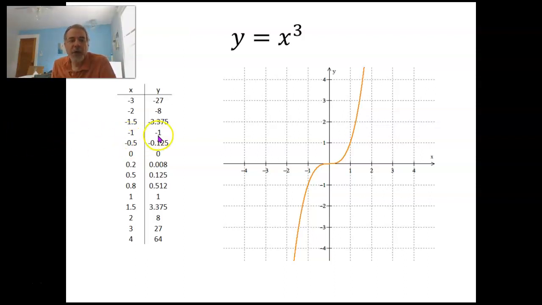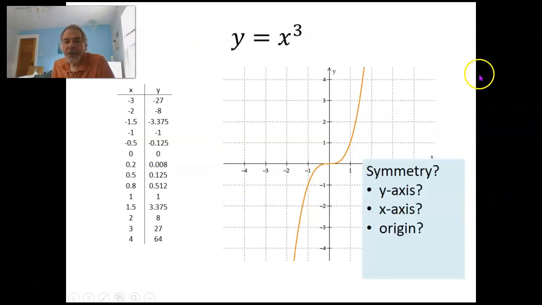If x is -1, y is -1. If x is +1, y is +1. If x is +2, y is +8. Notice something here. When x was negative, y was negative. And when x was positive, y was positive, but it was just the positive or the negative of the same thing.